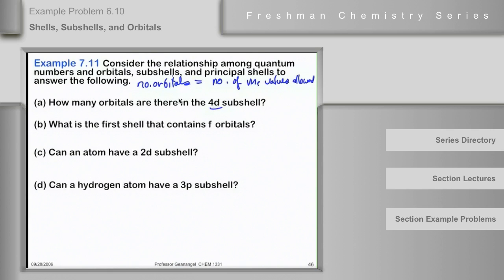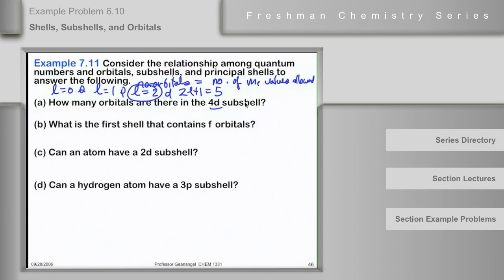Okay, remember, L is 0, that's an s subshell. L is 1, that's a p subshell. L is 2, that's a d subshell. So that's what we got. L is equal to 2, and that will mean 2L plus 1 is equal to 5, and that's the answer.